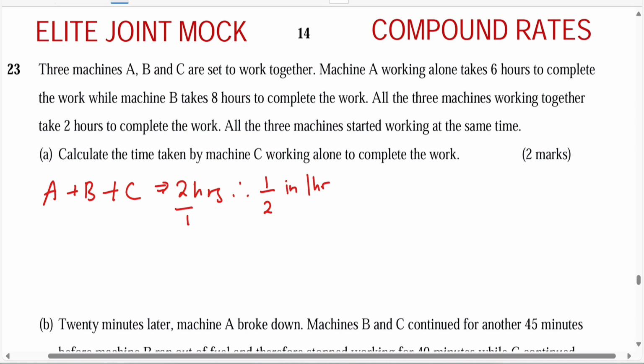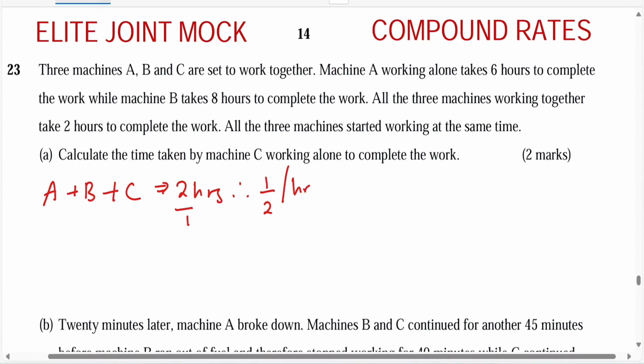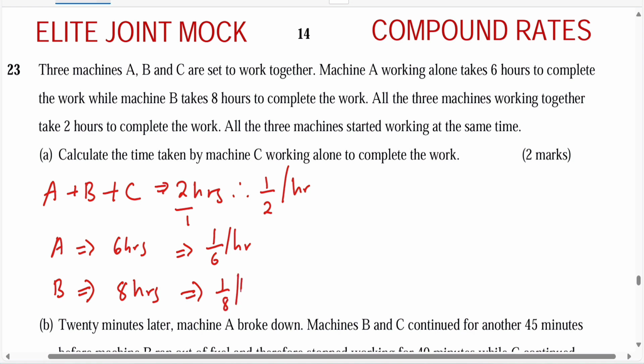Or we can also write like this. So they're doing a half per hour. So a half of the work in 1 hour. Okay, so that's A, B, and C. Now A works for 6 hours. If it works alone, it completes the work in 6 hours. So therefore, the rate at which it works is 1 over 6 per hour. The same with B. Okay, B works for 8 hours. Therefore, the rate at which it works is 1 over 8 per hour.